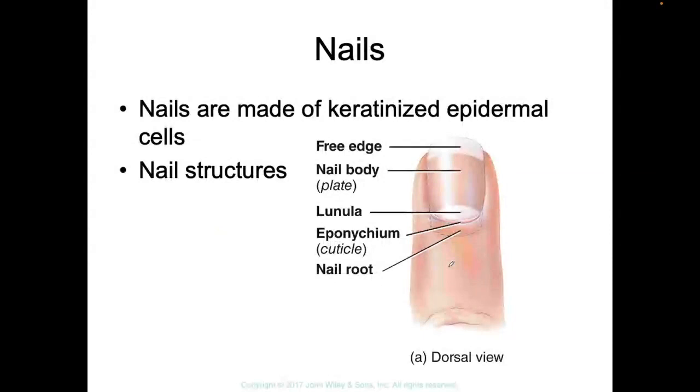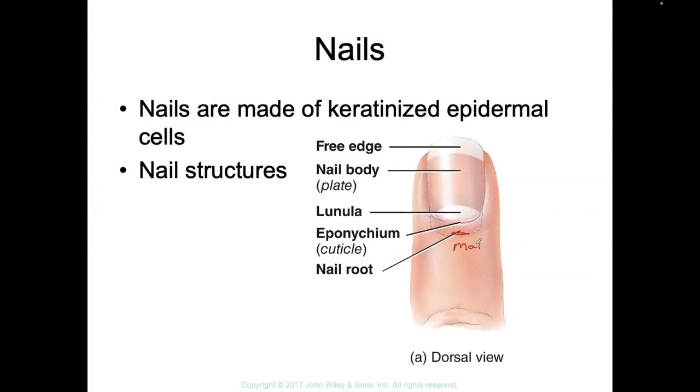And now let's just finish up here with the nails, pretty short. Let's just look at the main parts of the nail. This is the free edge. This is what you cut. Then you have a nail body, should be pink. And the half moon, lunula, and the cuticle is called the eponychium. The nail root is right back here.